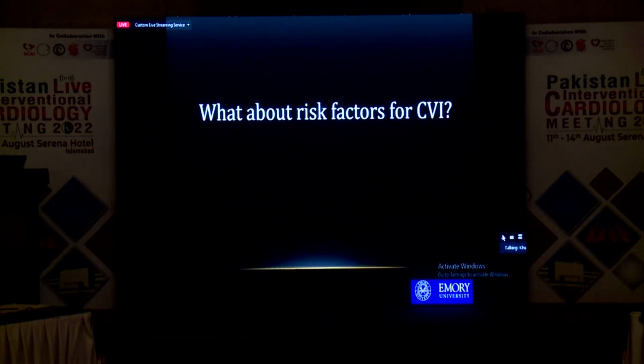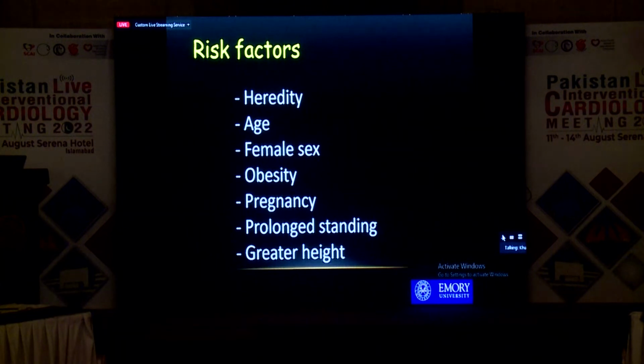So what about the risk factors for chronic venous insufficiency? Most common is heredity. If their parents had venous insufficiency in the form of varicose veins or leg swelling or pigmentation, then the chances of children getting it is very high. In fact, this is more transmittable genetically than diabetes. As we all get older, this disease becomes more common. Women tend to have more. Obesity exacerbates it, pregnancy exacerbates it, and prolonged standing. So it's commonly seen among nurses, physicians, flight attendants, and in tall people, it can also be seen more commonly.